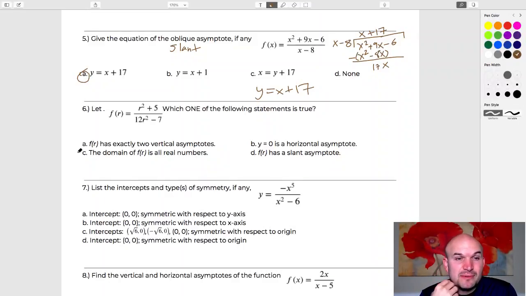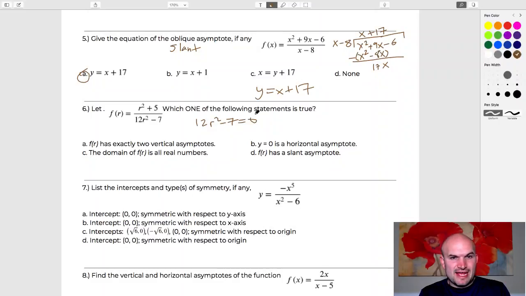R squared plus 5 divided by 12r squared minus 7. Okay, so it says f of r has exactly 2 vertical asymptotes. Well, again, nothing can be factored out, right? I'm not seeing any factoring that's going to happen. So for this one, I would have 12r squared minus 7 equals 0.